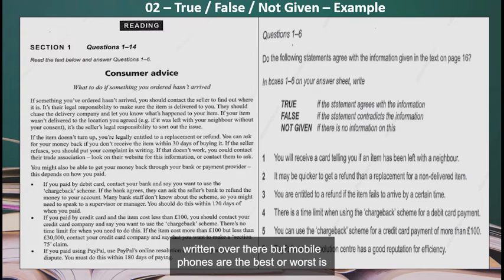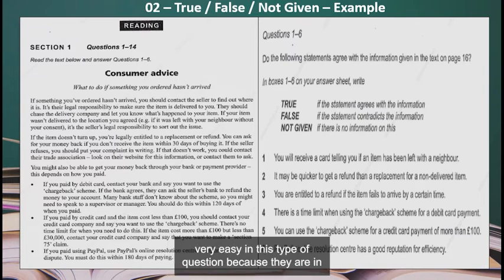But mobile phones being the best or worst is not mentioned. Therefore, this will be regarded as not given. I hope that you have got the idea. So understanding of true, false and not given, what is true, what is false, what is not given, is very important. You should understand these, and then you have to locate the keywords.